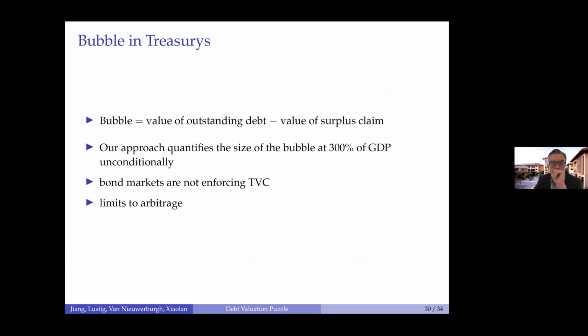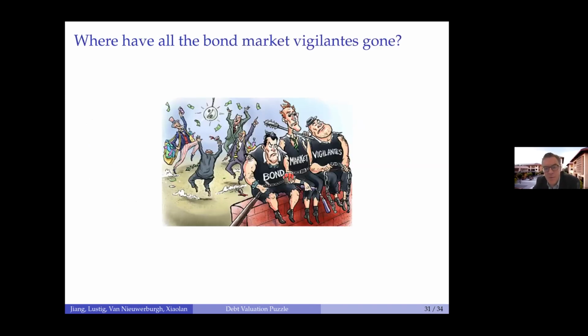Okay. So let me wrap up and conclude. As I said, it's a bit of a head scratcher. There seems to be a bubble in Treasury markets. Our approach quantifies the size of the bubble, and it's really large. Bond markets don't seem to be enforcing the transversality condition, and perhaps limits to arbitrage could contribute to that. Bond traders refer to shorting Treasuries as a widowmaker trade in Japan, and the same could be true in the US, okay? And so the question that we ask is, where have all the bond market vigilantes gone?